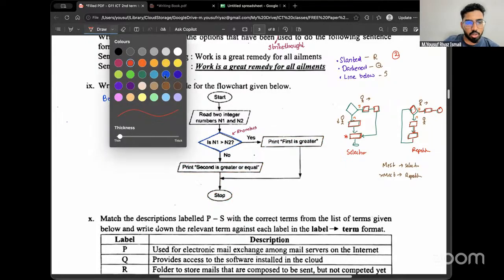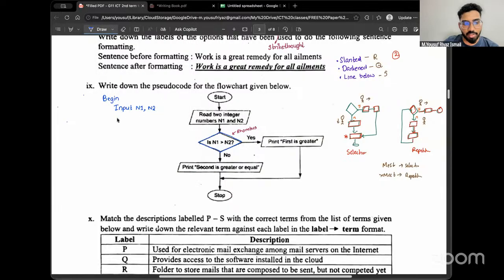Okay. So in pseudocode, for selection structure, we have the if statement. So you mention the word called if. And after the word called if, you mention the condition. So here I'm going to mention if n1 is greater than n2, because that's the condition mentioned. After the condition, you mention the word called then. After the word called then, we mention what to do if the condition is true.